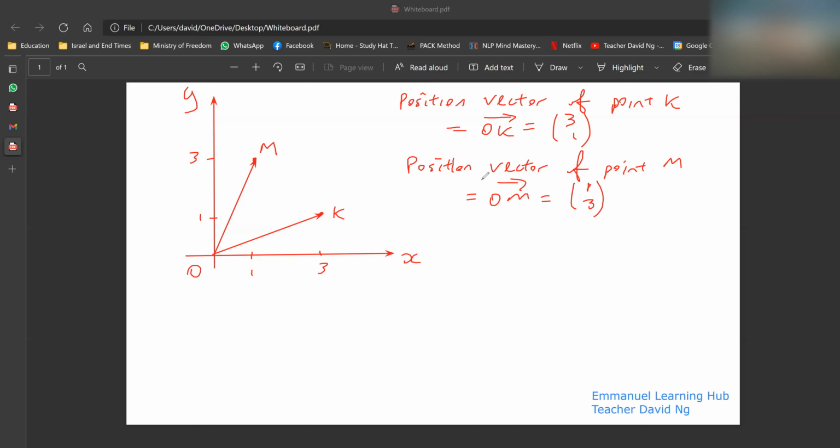Okay, what position vector does is, by stating the vector in a column vector way, they are indirectly telling you the coordinates of K and the coordinates of M. That's how you know their position. So position vector will tell you the coordinates of the point at the same time. So position vectors is useful for you to find vectors like KM or MK. Let's say you want to find KM. KM is basically OM minus OK.